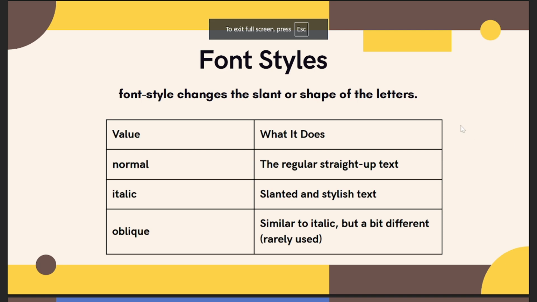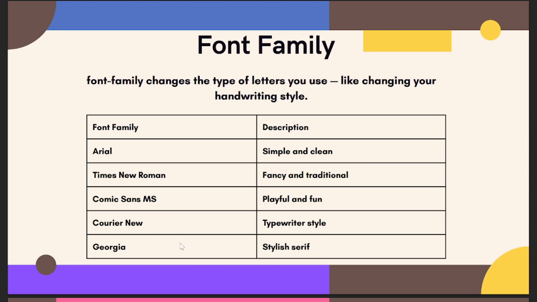Okay, now there is something called a font style. You know this already in your normal typing, where you have italic, you have normal, you have oblique. Now this right here is the normal. It's the regular straight up text that you know. You have the italic, and it is slanted or stylish. You have the oblique, that is similar to italic, but a bit different. But then it is rarely used. And we also have font family.